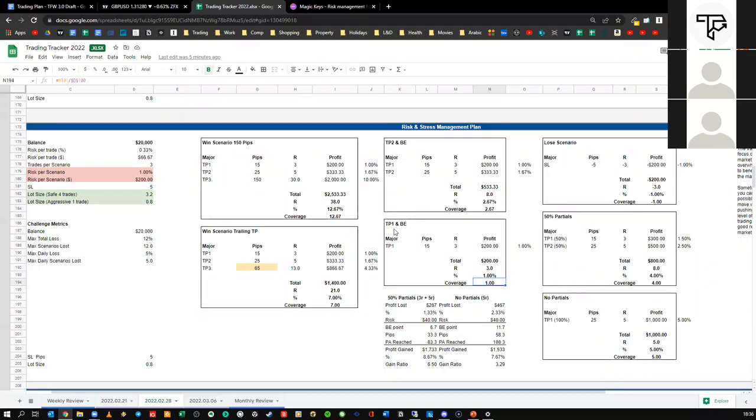If I took a TP1 in one trade and then I lost my next trade, that would be all the profit lost for that scenario. And if I was to win the trade or anything in between that, the coverage would tell you how many times can I take a trade before I lost all the profit I made on that scenario.